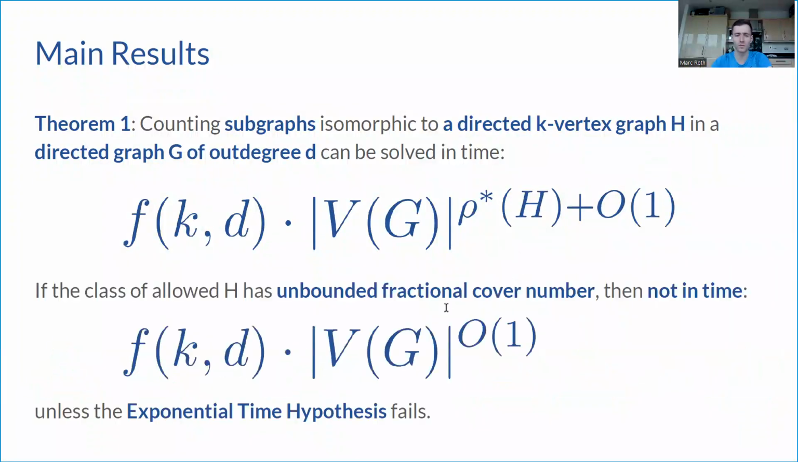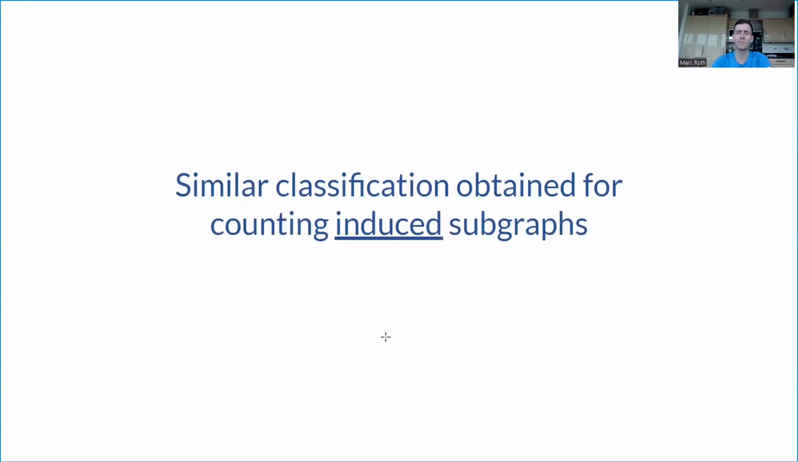And now this is what I promised you before. When it comes to FPT versus non-FPT, this is optimal. Whenever the class of allowed patterns has unbounded fractional cover number, then you cannot be FPT unless the exponential time hypothesis fails. Okay, so this is our main result for counting subgraphs, and I'm running out of time, but I just want to quickly mention that we get a similar classification with a slightly different criterion also for counting induced subgraphs, and the analysis is actually much easier for induced subgraphs.